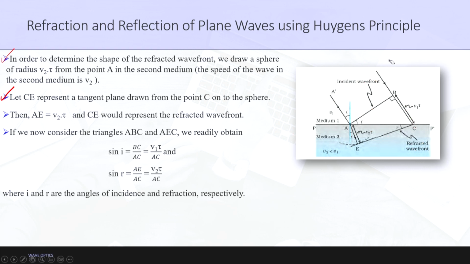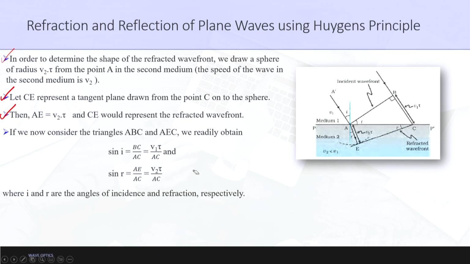After the incident wavefront is made, we will make a sphere of radius V2 into tau, and then we will try to find a tangent plane which passes through point C. After this is formed, this is the incident wavefront, this is the refracted wavefront, and hence we find the refracted wavefront using the principle of Huygens. So, this was the complete procedure I reiterated to you. Moving on, AE is equal to V2 into tau and CE would represent the refracted wavefront. So, the refracted wavefront is known to us now.